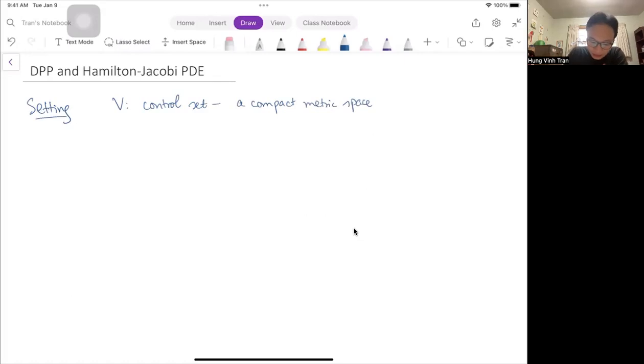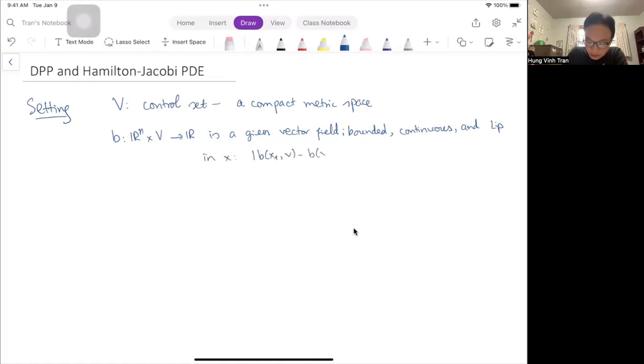And we have a given vector field, B mapping from Rn cross V to Rn, that satisfies the fact that it is bounded, continuous, and Lipschitz in the spatial variable x. That is, we have |B(x1, v) minus B(x2, v)| less than a universal constant times |x1 minus x2| for any x1, x2, and v.